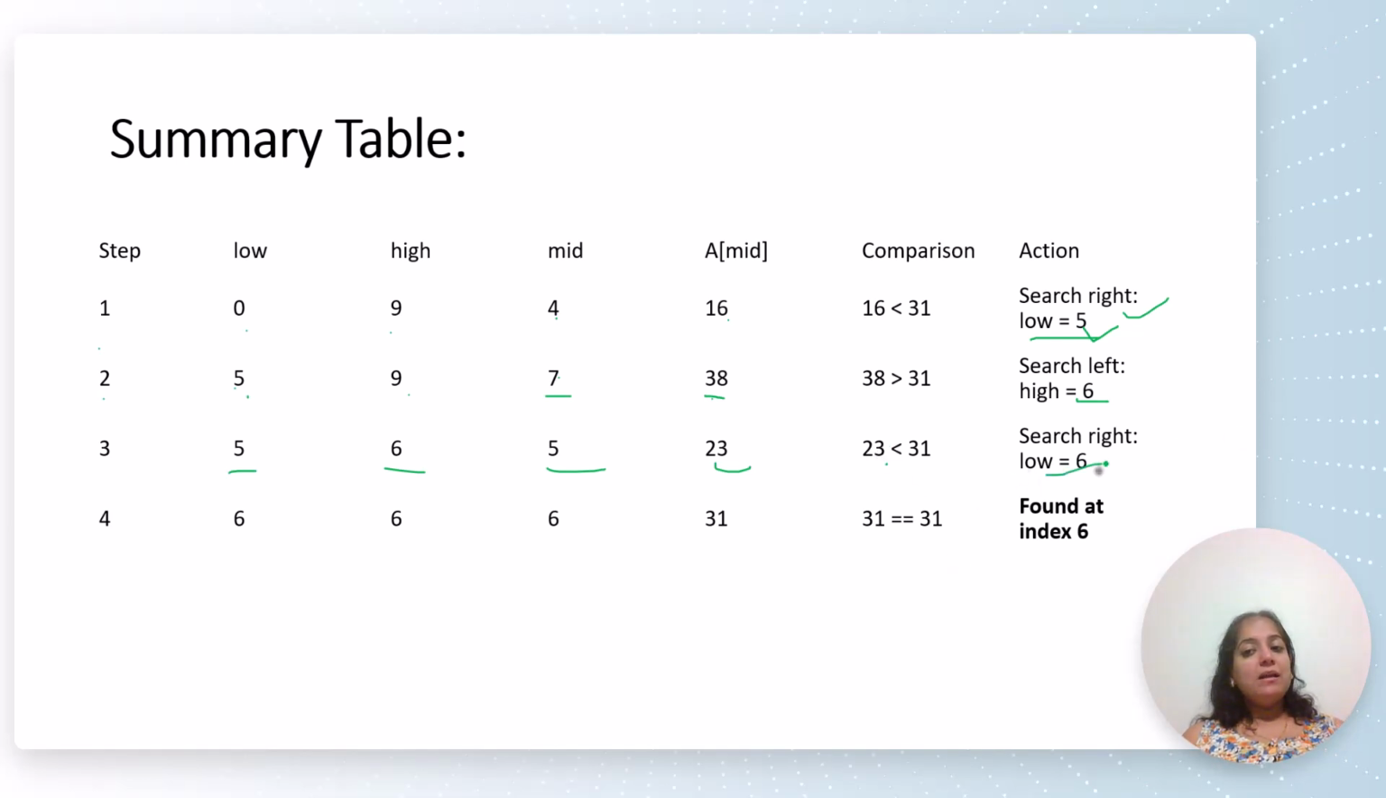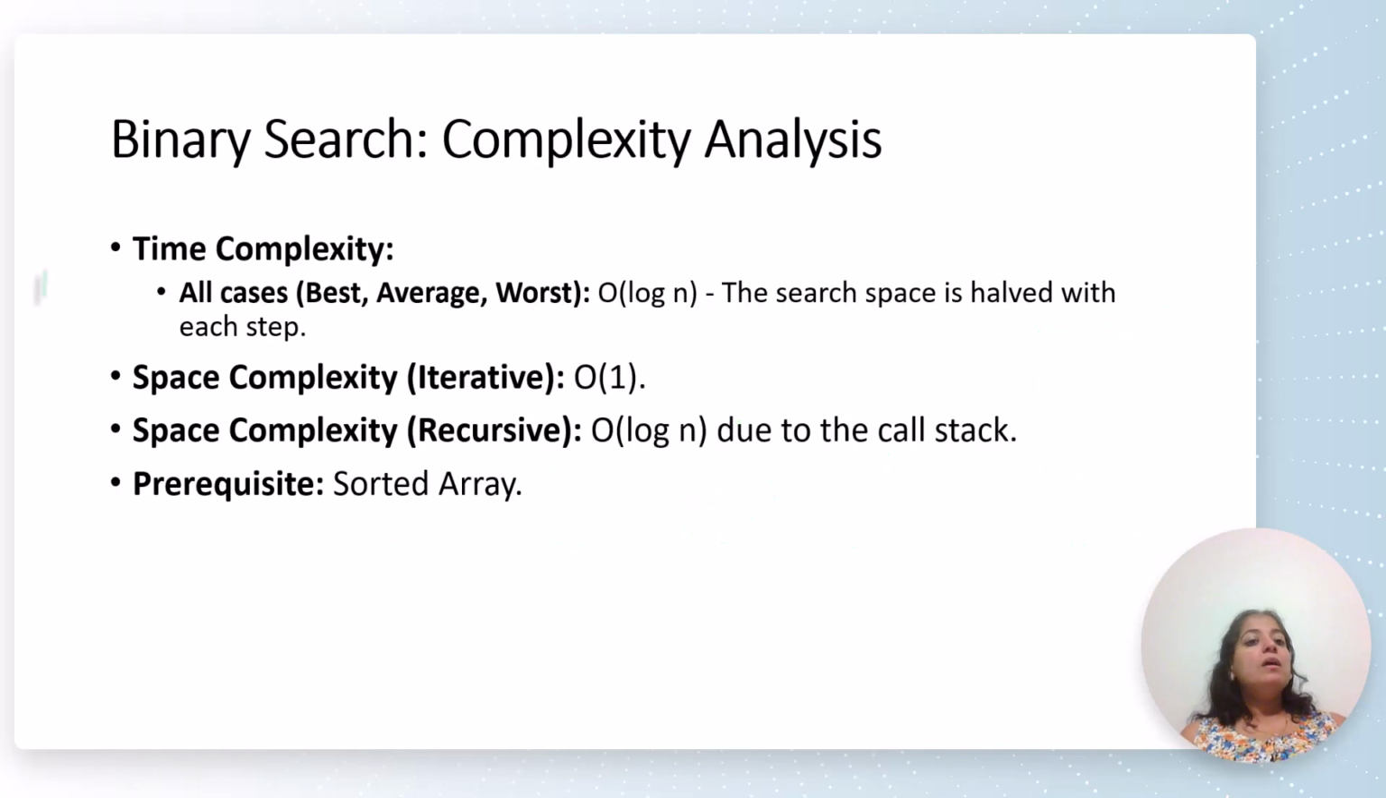So now low is equal to high, 6. The value of low is 6, the value of high is 6, middle comes out to be 6, which is the element 31. So 31 equals 31. So the element is found at index 6. So this is how binary search works.